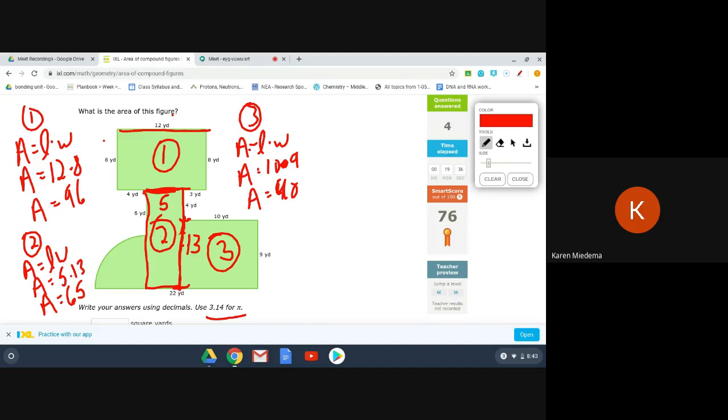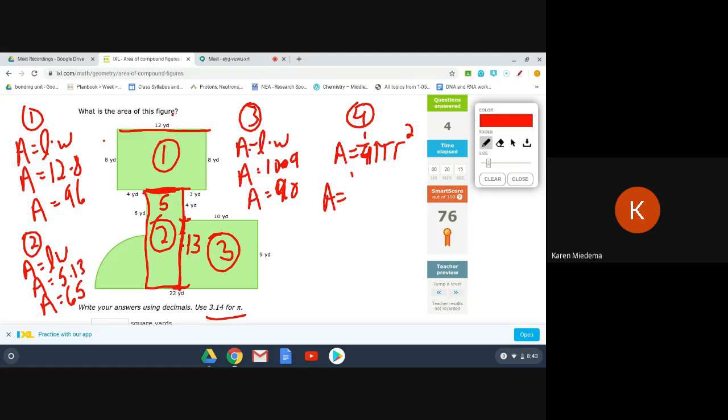Just going to fix my writing here. Okay. And then finally, for the quarter circle, to find the area of a circle, I would say pi r squared. But that's for the area of the entire circle. Like we were saying before, we don't have an entire circle. We only have a quarter circle. So I only have 1/4 of an entire circle. So instead of pi r squared, it's 1/4 pi r squared.